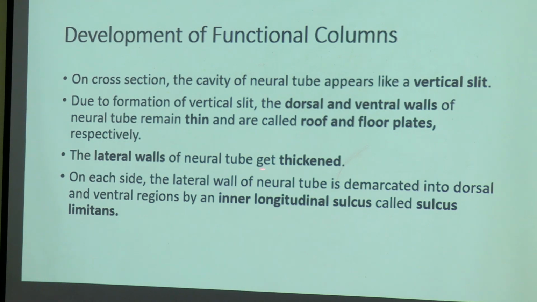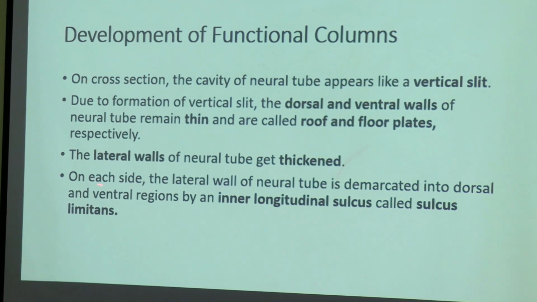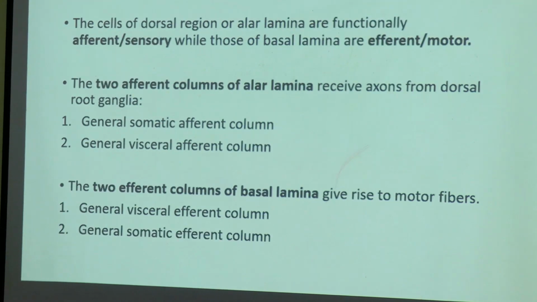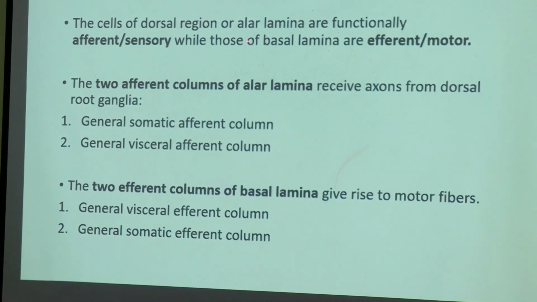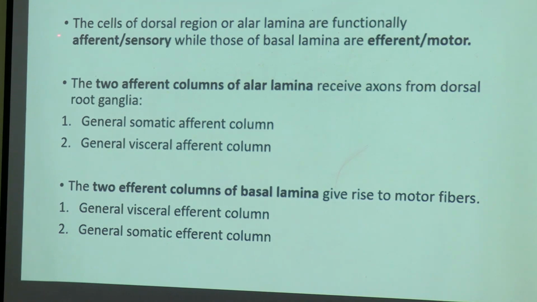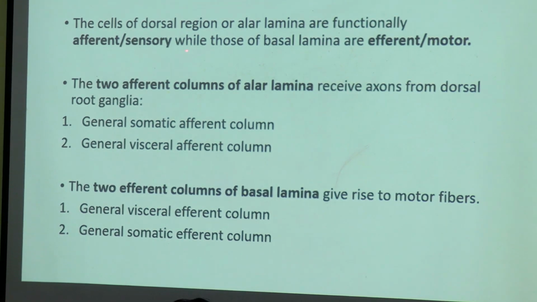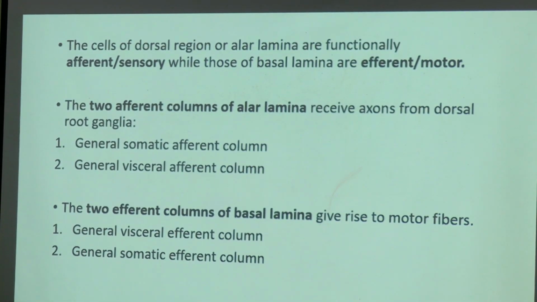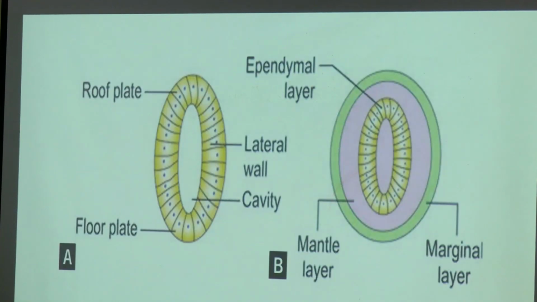The lateral walls of neural tube will get thickened in structure. On each side, the lateral wall of neural tube is demarcated into dorsal and ventral regions by an inner longitudinal sulcus called the sulcus limitans. The cells of dorsal region or alar lamina are functionally afferent or sensory in nature, while those of basal lamina are efferent or motor in nature. Okay? And these are the 4 columns that develop in your spinal cord part. Any doubts in this? Okay.